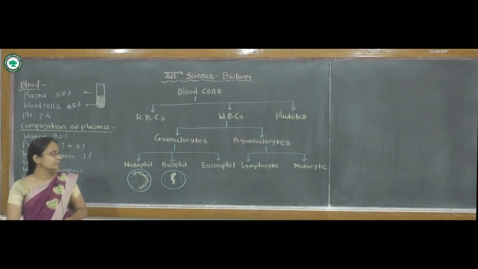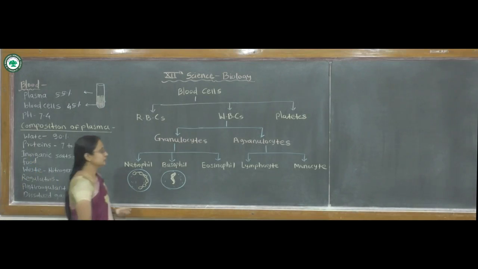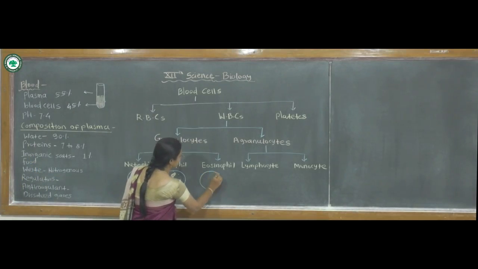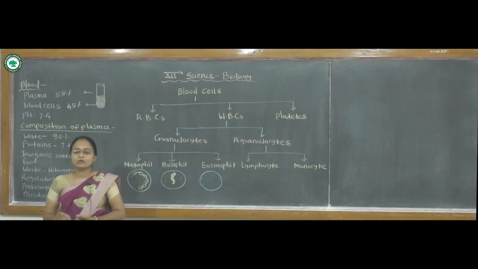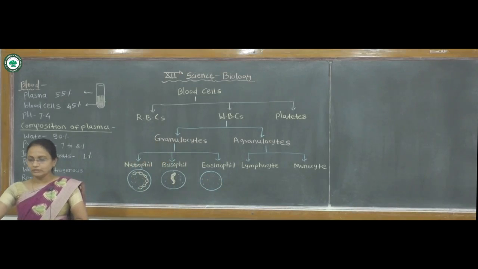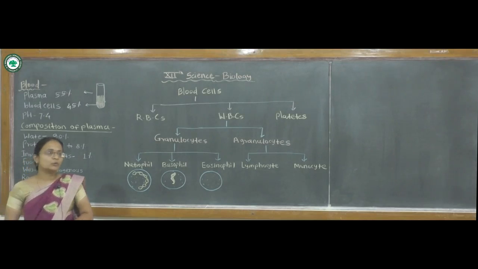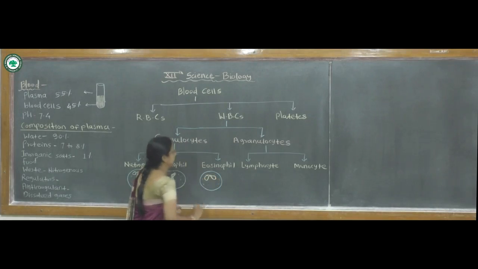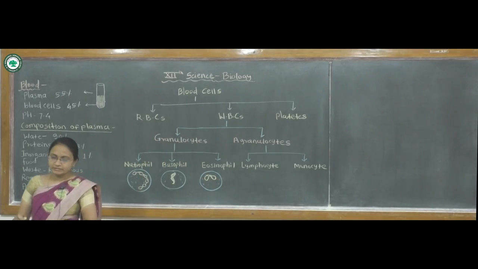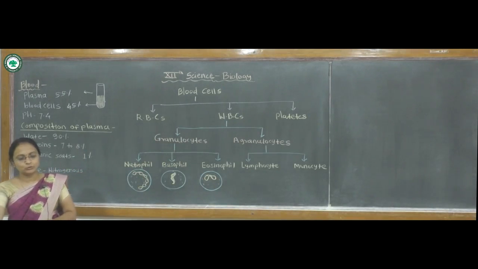The third cell is the eosinophil. This eosinophil also shows a granular cytoplasm, and the nucleus of the eosinophil shows acidic properties. When it gets stained with an acidic stain like eosin, it becomes red in color, and a bilobed nucleus is observed in this eosinophil cell. That nucleus shows the presence of two lobes.